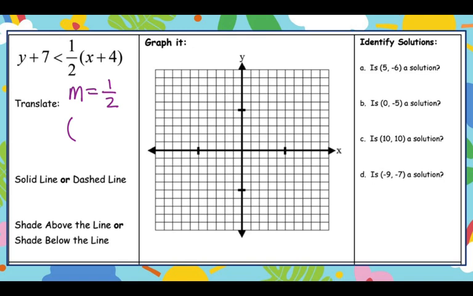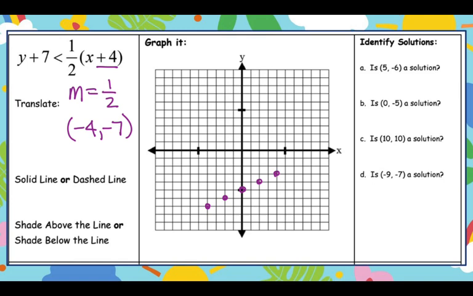For my point, again, I'm taking out the opposites. So this becomes -4, -7. And I can go ahead and start plotting my points. So -4, -7 is right here. My slope is 1/2, so I'm going to go up 1 over 2, up 1 over 2, up 1 over 2, up 1 over 2.